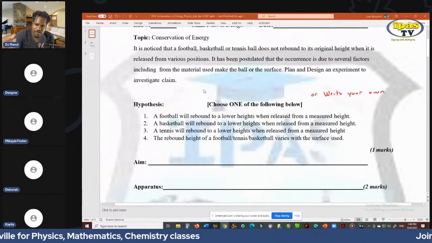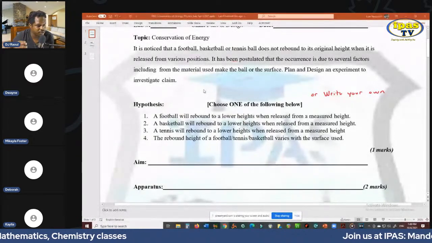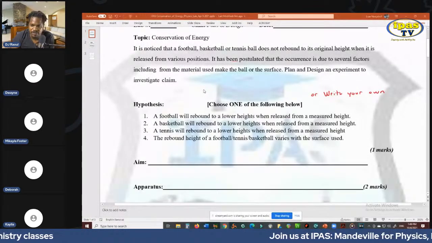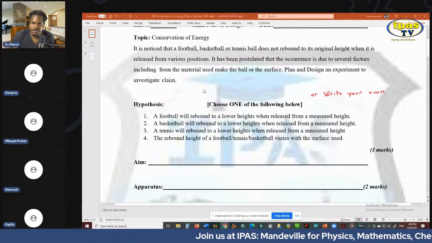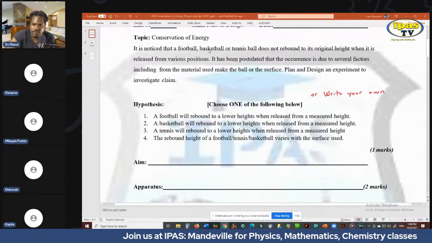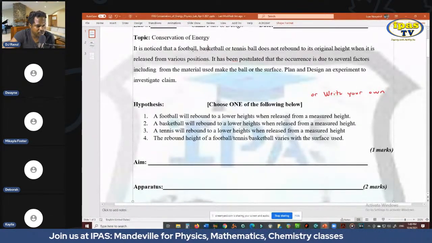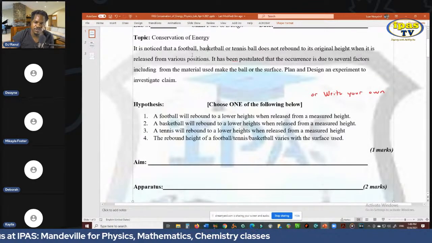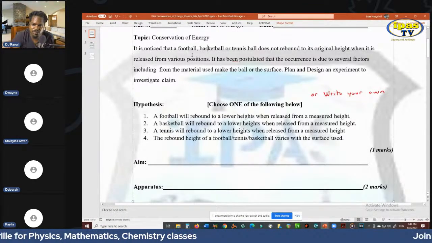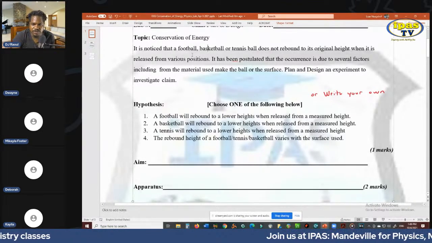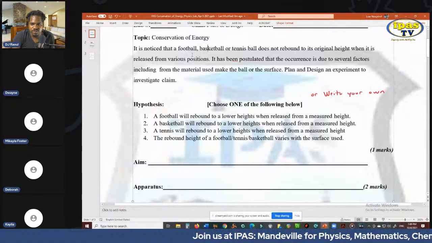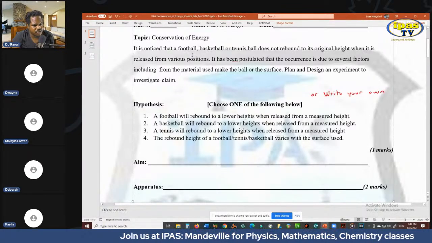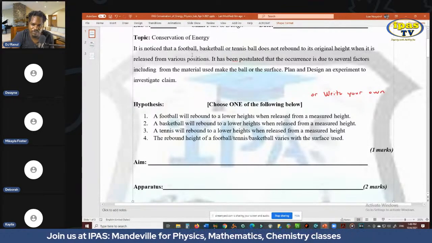So this is it, guys. Let's talk through this lab. Let me show you how to get the 20 odd marks that this lab is worth. I was saying before, the problem is that a student just noticed that a ball doesn't rebound to its original height, and they want to explain or test why that happens.